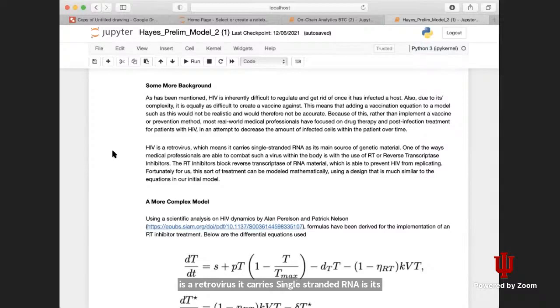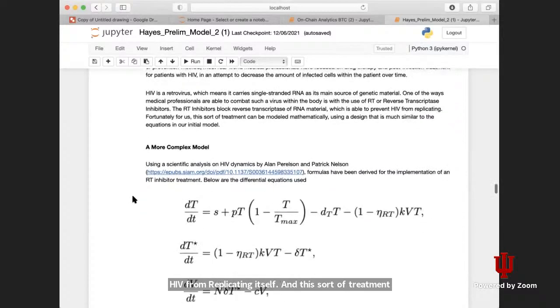And one of the ways that doctors are able to combat a virus like this within a body is with the use of RT, or reverse transcriptase inhibitors. And these inhibitors will block the reverse transcriptase of RNA material, which then is able to prevent HIV from replicating itself. And this sort of treatment can be modeled mathematically using a very similar design.